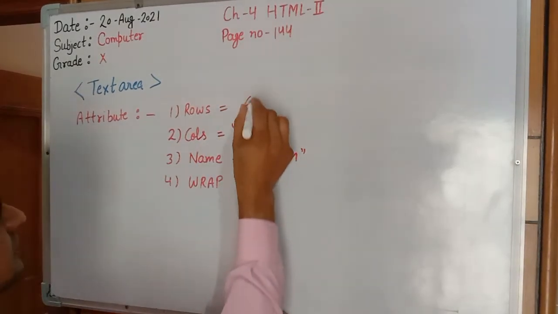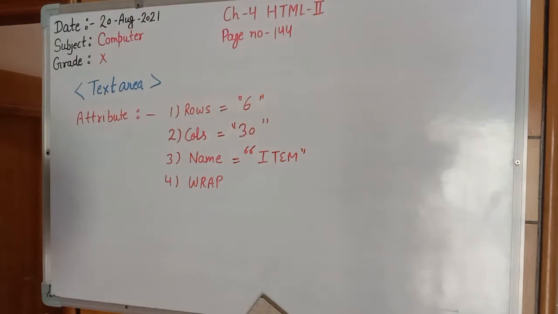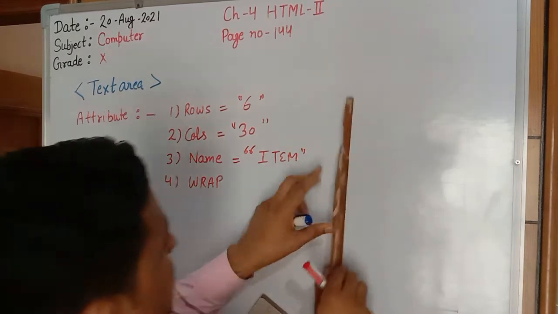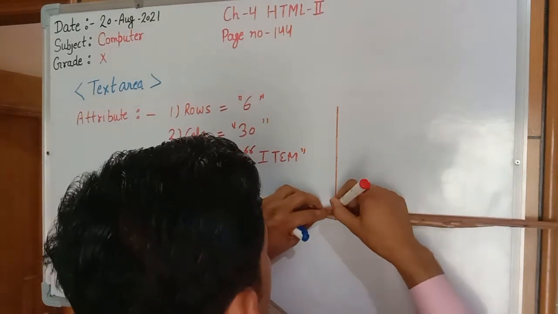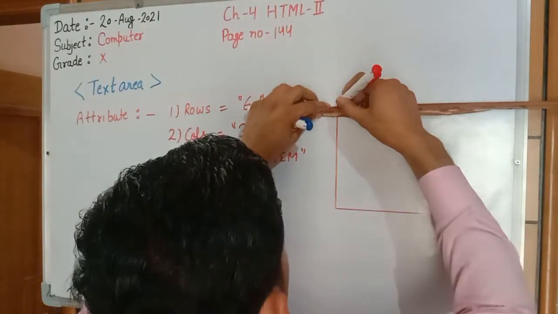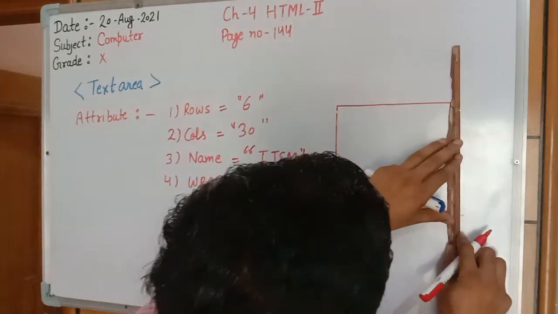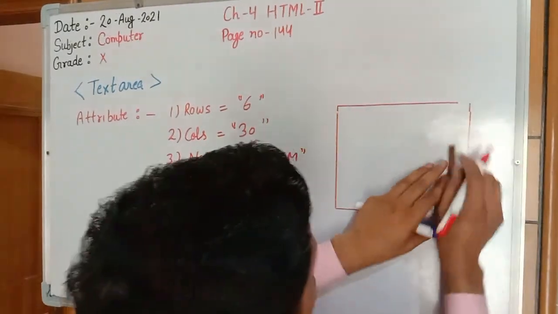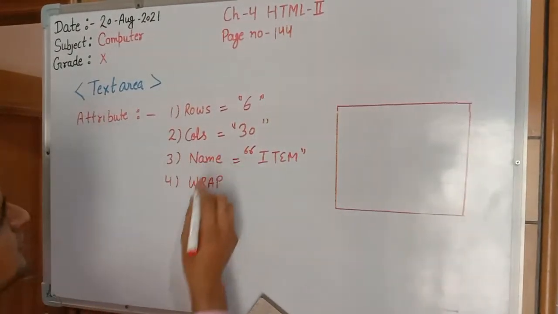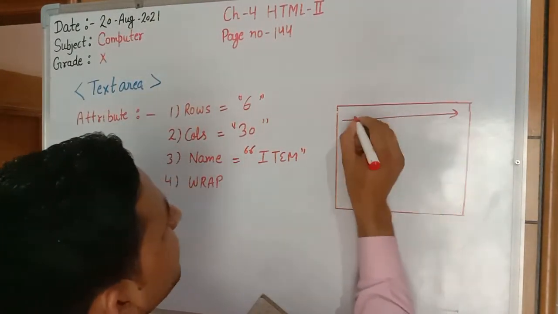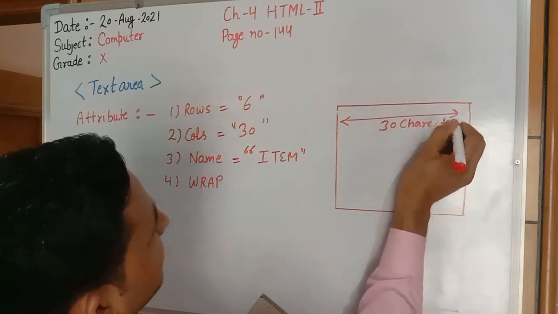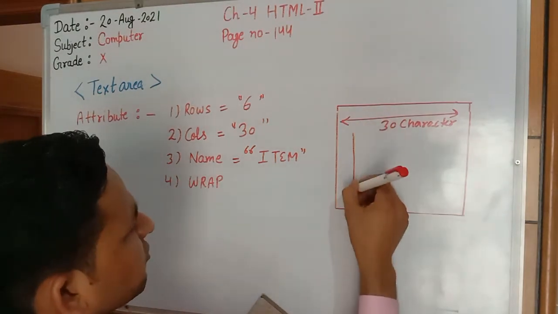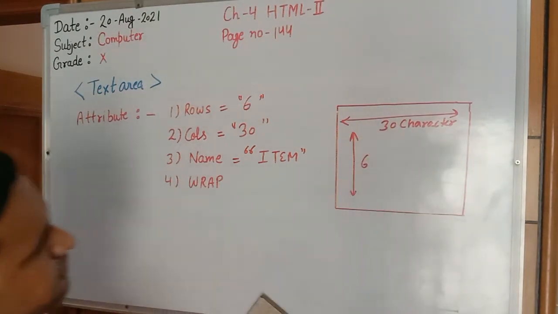So what will be the output of these 3 things? The output will be like this. There will be total 6 rows. Like there will be an area. Suppose this is the area. This will be the output of this program. This is the area. Total columns means the number of alphabets that will be written, 30 characters. I hope it is clear. And number of rows, total number of rows means we can write 6.